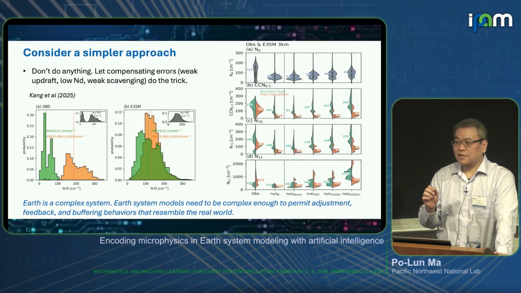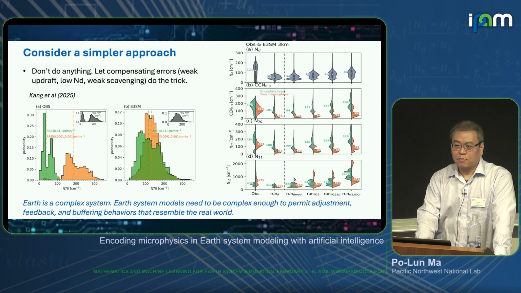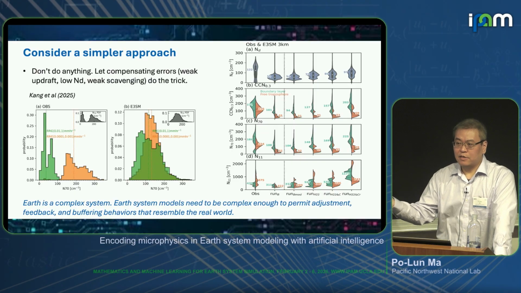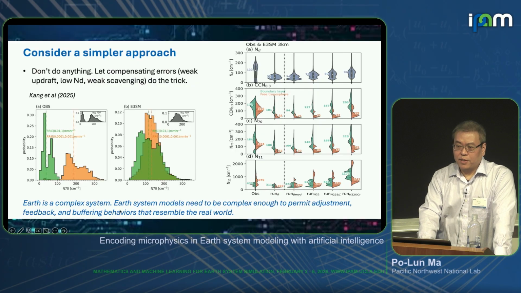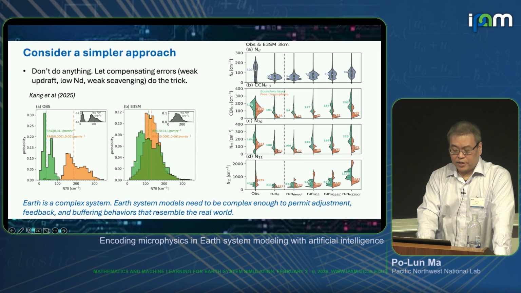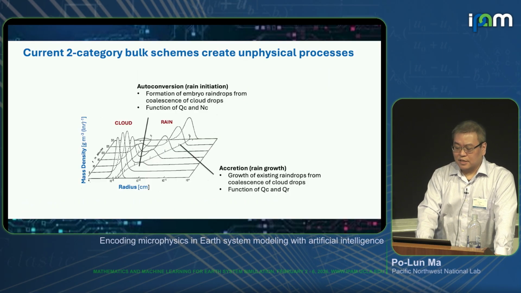So even if it seems like maybe you can use several runs to make it right, if they are not correct at the process level, and the physics is not right, how can we expect it to make the right simulations and predictions that resemble the real world? So my own philosophy is that we believe Earth is a complex system, and Earth system models need to be complex enough to permit those adjustment, feedback, and buffering behaviors that resemble the real world. That's my philosophy.